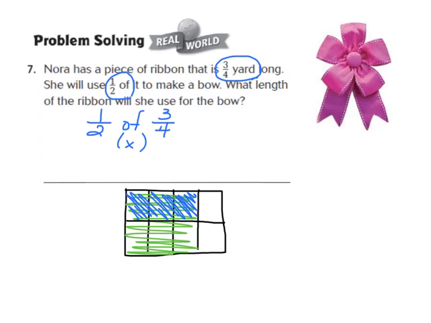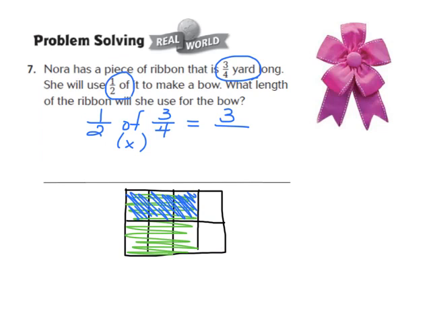Now our next step is going to be this. We now need to count how many of our smaller rectangles have both the blue and the green shading in them. So our count is 1, 2, 3. 3 of our rectangles have both the blue and the green shaded in. So I know that that 3 is going to become our numerator.